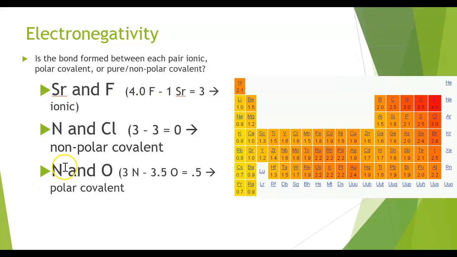So if we're looking at nonpolar covalent, then there would be no positive and negative dipole moments or partial charges. With strontium and fluorine, fluorine is more electronegative, and so it will gain the electron, so it will be negative. With nitrogen and oxygen, oxygen is more electronegative, so it's going to hog the electrons more, so it would be partially negative compared to nitrogen that would be partially positive.